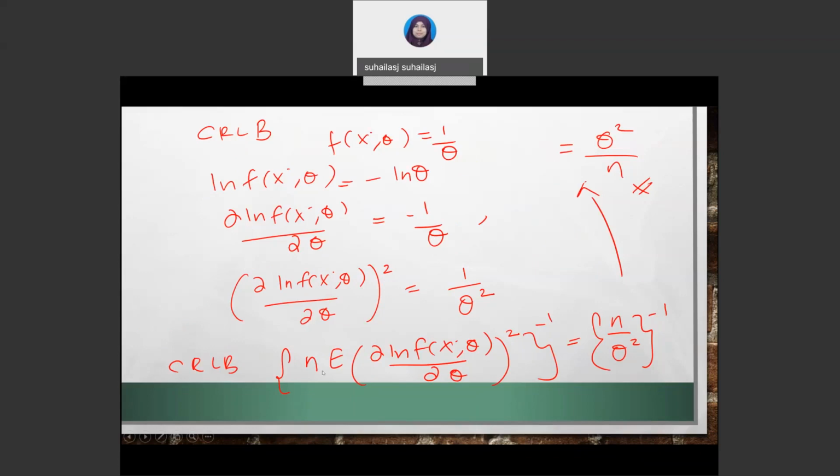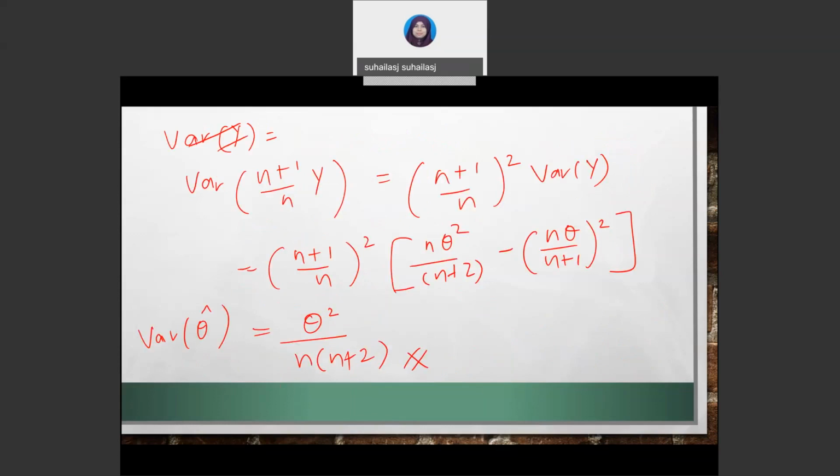So use the method for Cramer-Rao lower bound. You will have n times the expected value of (d ln f(x; theta) over d theta) squared, and then bracket to the power minus 1. So again, you have n over theta square, to the power minus 1. So the answer of your Cramer-Rao lower bound is theta square over n. So now we compare the variance of theta hat that we already got before, which is theta square over n plus 2.